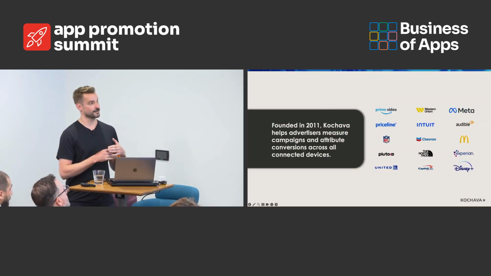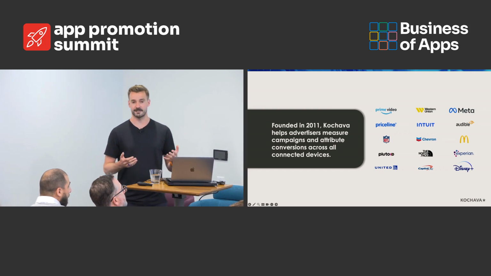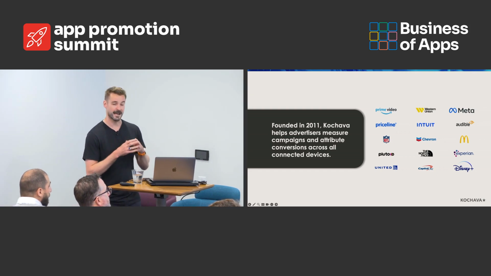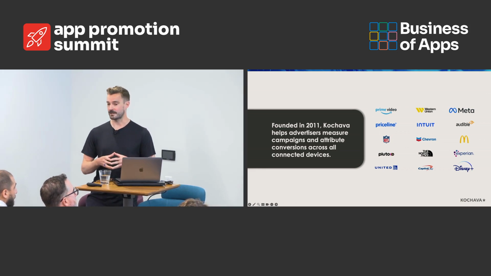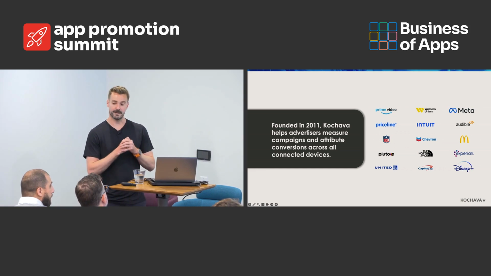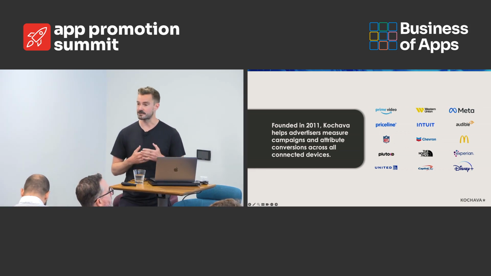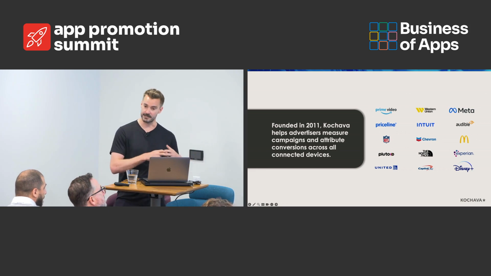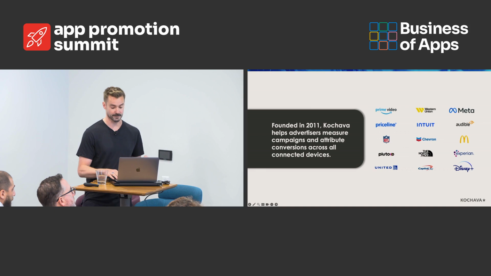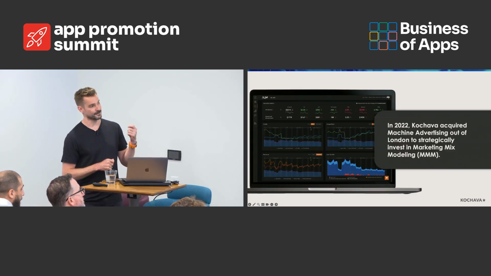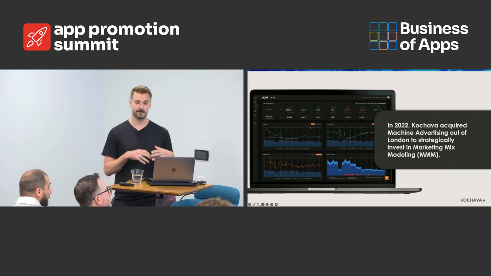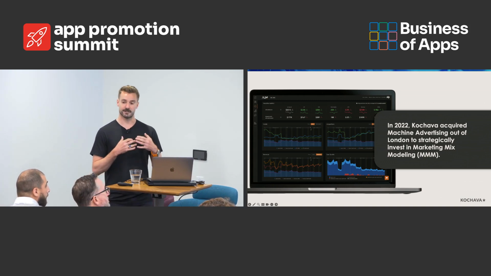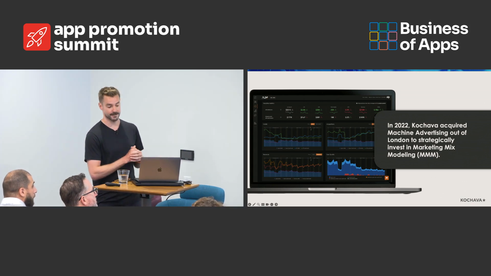First, a bit of context as to who Kochava are. Kochava was founded in 2011. Our core business is attribution, so last touch attribution. If you haven't heard of us, you may have heard of some of our competitors like AppsFlyer and Adjust. We have over 1,000 clients, and globally there are about 250 employees. My role at Kochava is general manager for the AIM product, which is a next generation marketing mix modeling product. In 2022, Kochava acquired my business, Machine Advertising, which is based in London, and now me and my team work at Kochava.